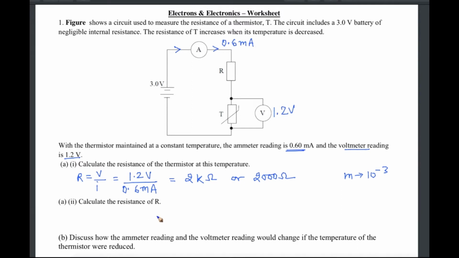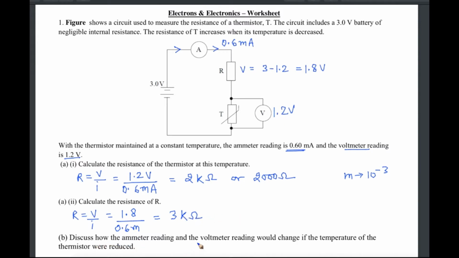Calculate the resistance R. If we have 1.2 volts here, then here the voltage would be 3 minus 1.2, which is 1.8 volts. So resistance R is equal to V by I. Voltage across the resistance is 1.8. Current is the same, 0.6 milli. If you divide, this gives you 3 kilo ohm.